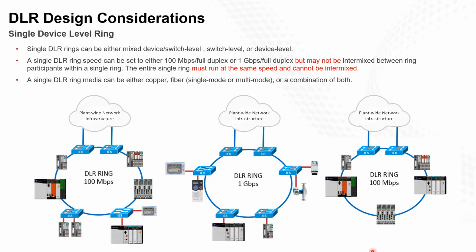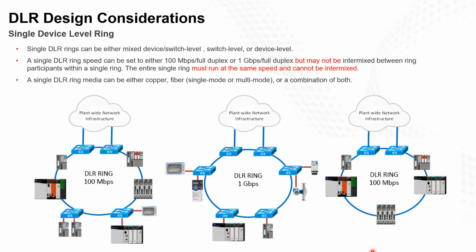Now, DLR, we can do a mixture of things. We can use our managed switches. We can use our embedded devices directly on the network. That would be like an EN2TR. We also have devices called ETAPs for devices that do not support DLR natively. It gives us the ability to put that on the ring.